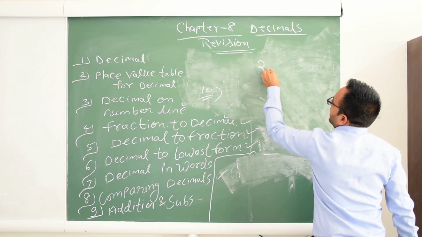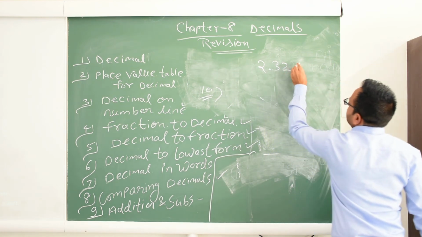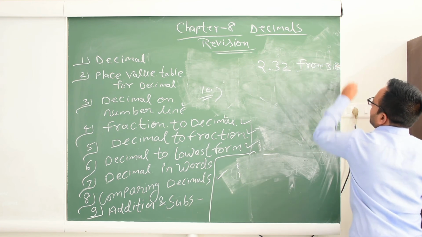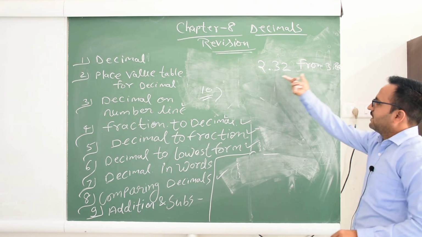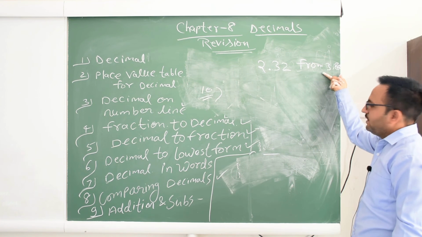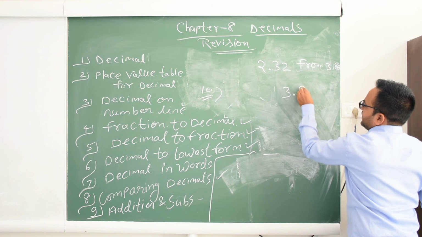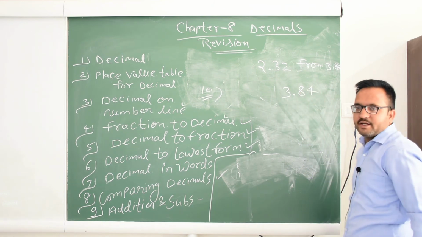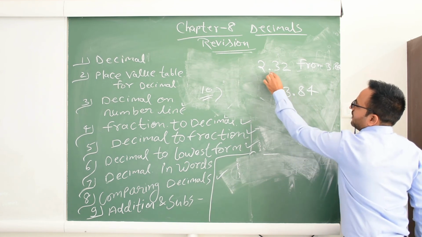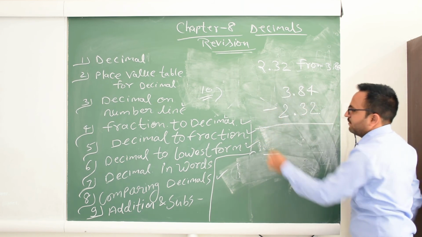So 2.32. Now subtract it from 3.84. Now we subtract 2.32 from 3.84. The greater number is 3.84, so we write it on top: 3.84 and below it 2.32. First we align the point, and the whole numbers are 3 and 2. This is the method to write it.